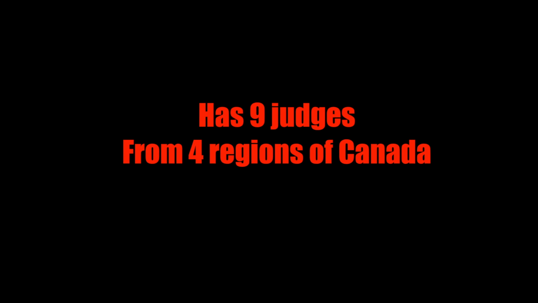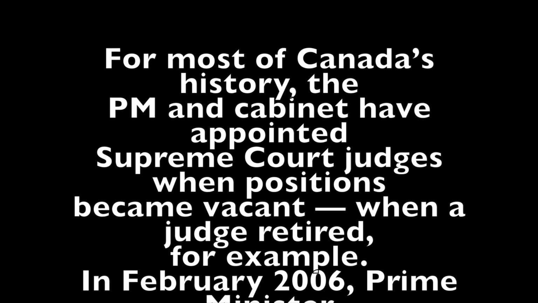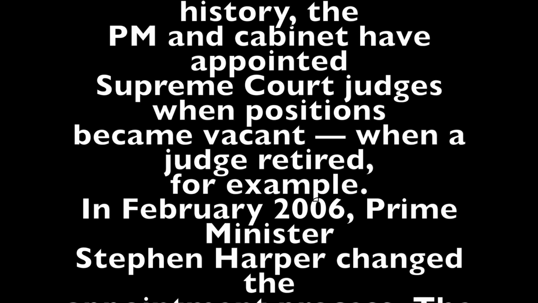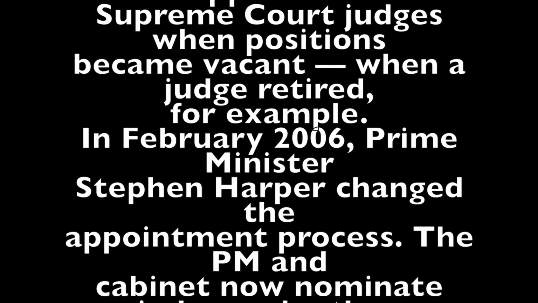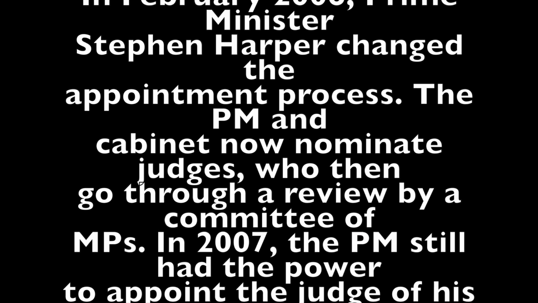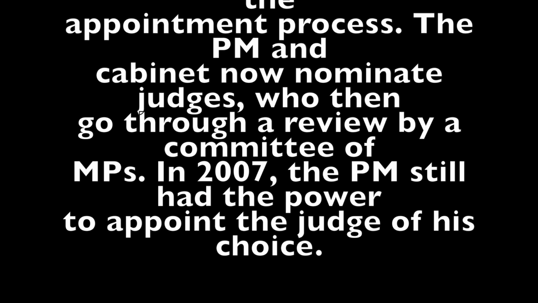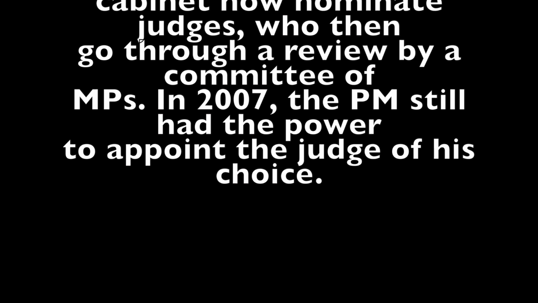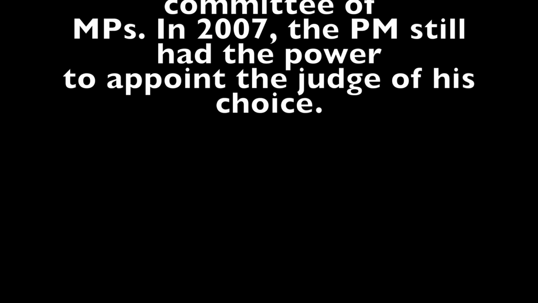The Supreme Court has 9 judges from 4 regions of Canada. For most of Canada's history, the PM and the Cabinet have appointed Supreme Court judges when positions become vacant, when judges retire, for example. In February 2006, Prime Minister Stephen Harper changed the appointment process. The PM and the Cabinet now nominate judges, who then go through a review by a committee of MPs. In 2006, the Prime Minister still has the power to appoint judges of his choice.